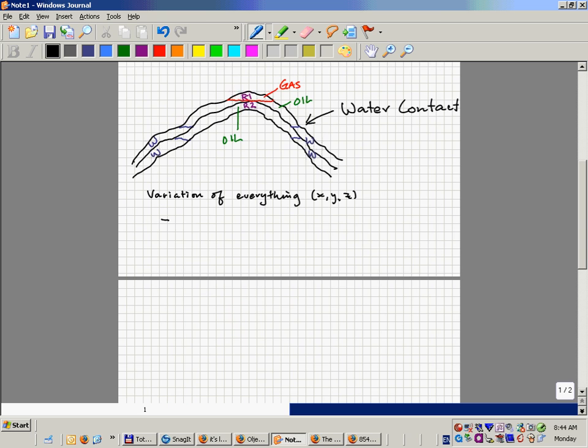The porosity. But the porosity does you no good unless you know what? What does the porosity tell us? What is the definition of the porosity?